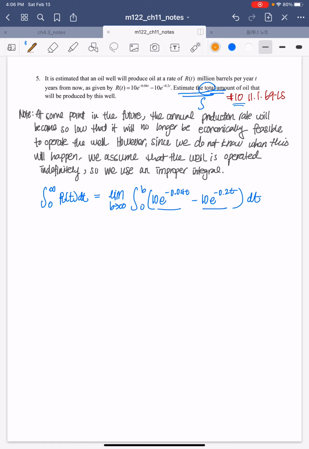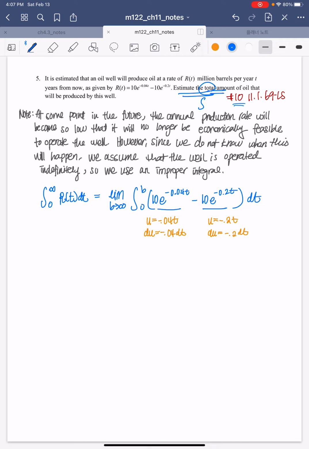So for this one, I can make u equal to negative 0.04t, e to the u. So my du will be negative 0.04 dt. And then for this part here, my u will be negative 0.2t, so my du will be negative 0.2 dt. Should be dt. Yes, so t is our variable.